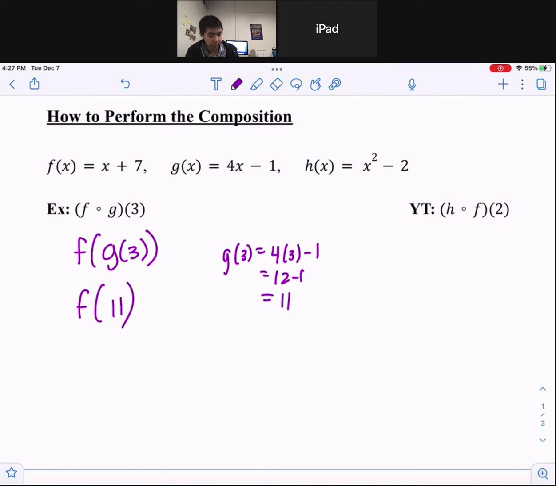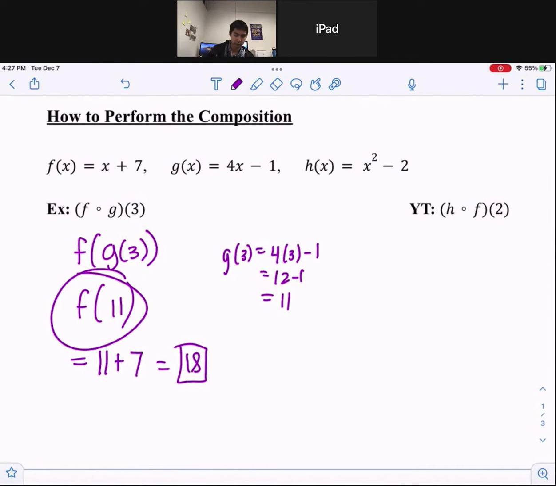Now that we've done that, look here. Now we can plug 11 into the f function. So plug in 11 right there, and you will get 11 plus 7, which is 18. So your final answer for that one is 18. So find your first function at that specific x value, and then once we get another value, we can plug it in and do that thing.